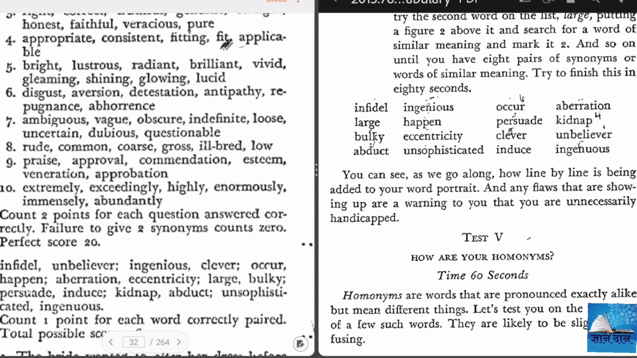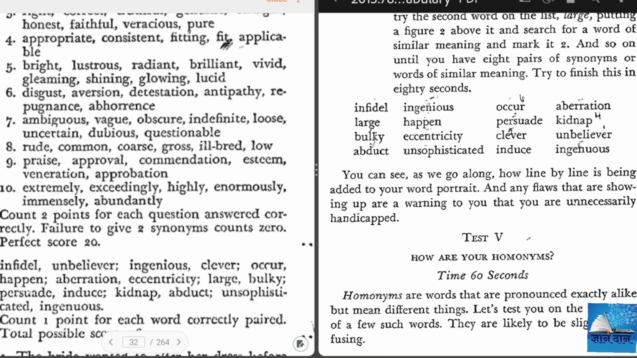Infidel, unbeliever, egregious, clever, occur, happen, aberration, eccentricity, large, bulky, persuade, induce, kidnap, abduct, unsophisticated, ingenious, ingenuous. Count 1 point for each word correctly paired. Total possible score is 16.